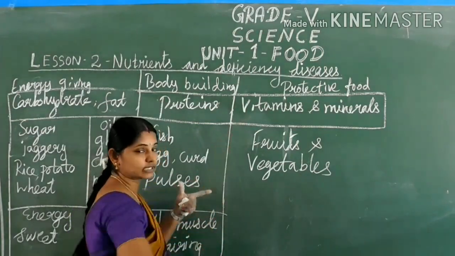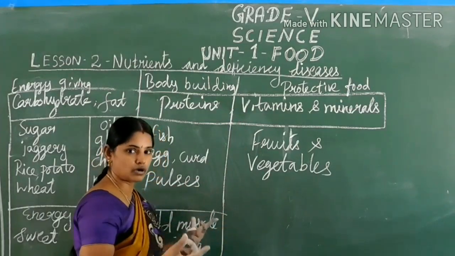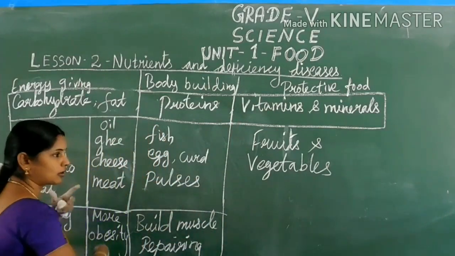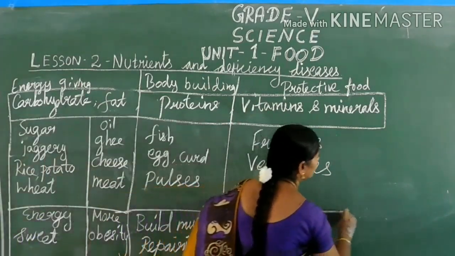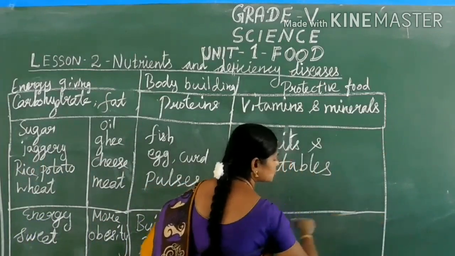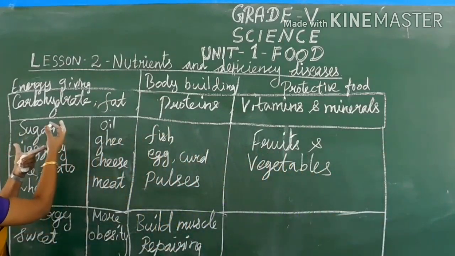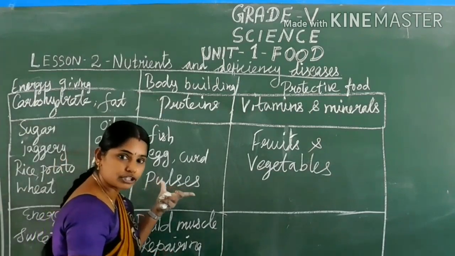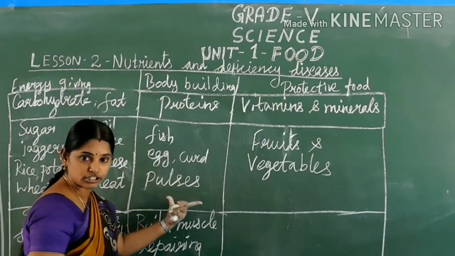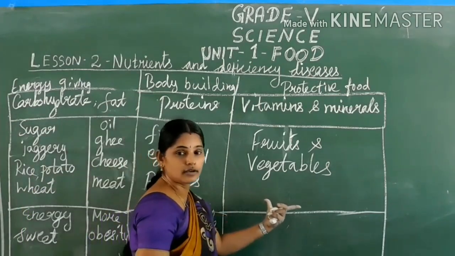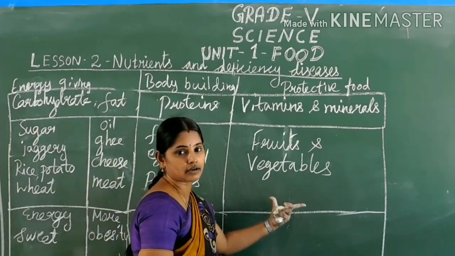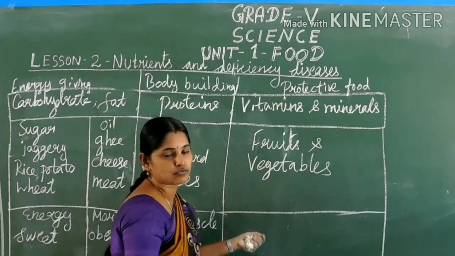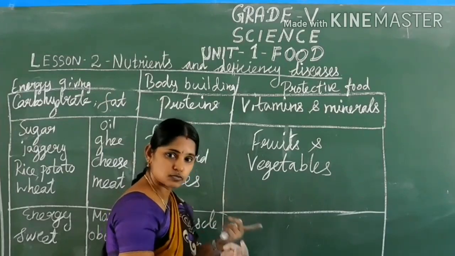Even though this protects us from disease, we should not take too much of the food. So smaller amount is enough. So if you take a lunch plate, which kind of food should we take more amount? The energy giving food should be more in amount. Then the proteinaceous food should be more in amount. Then vitamins and mineral kind of food, that means protective food, comes last. So even though it protects us from disease, we need it in smaller amount only.